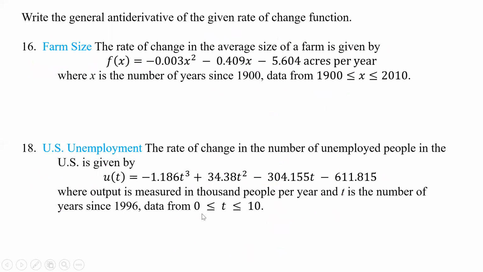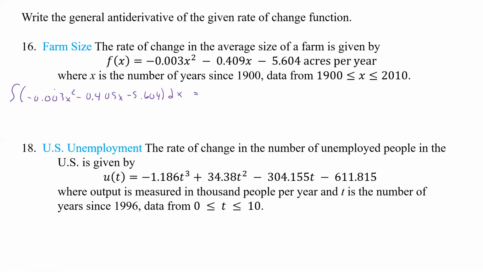All right. Here we're supposed to write the general derivative and general antiderivative of the given rate of change function. So the rate of change in the average size of a farm is given by f of x equals blah, blah, blah, where x is the number of years since 1900, with data from 1900 to 2010. Well, what we need to do is take the integral of negative 0.003x squared minus 0.409x minus 5.604, and then that's going to be dx. And we won't worry about units till the end here.